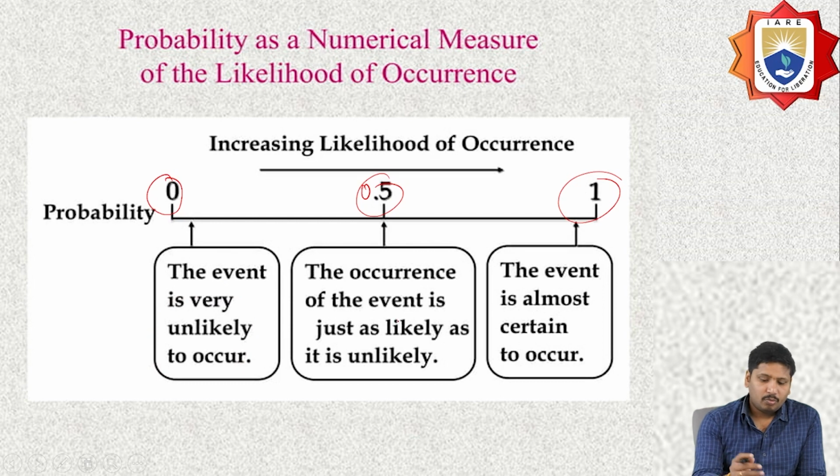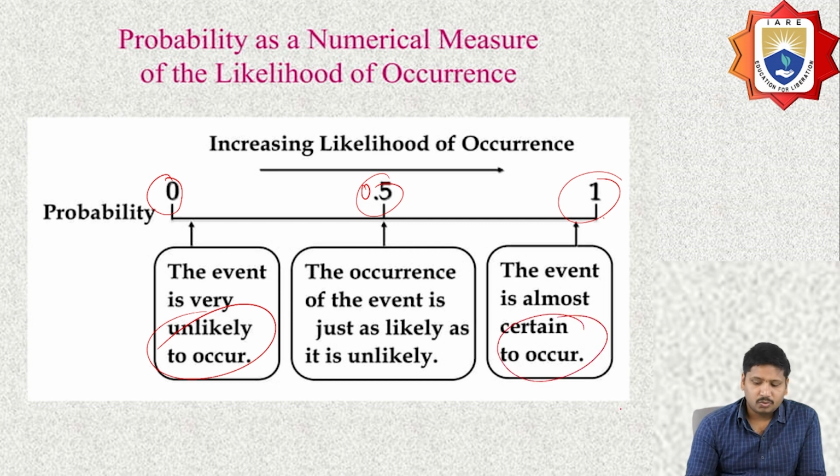If the probability value is 0, then the event is very unlikely to occur. If it is 1, it is almost certain to occur. And if it is in the middle, then the occurrence of the event is just as likely as it is unlikely.